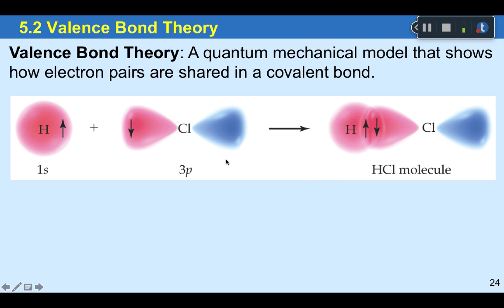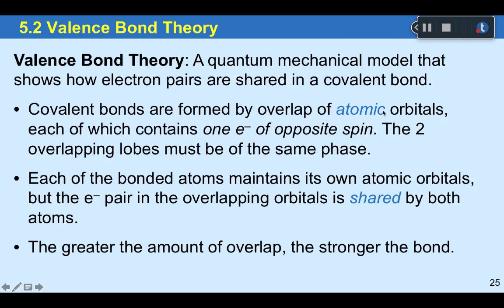Another example is with HCl. HCl has the combination of hydrogen with its 1s orbital having an electron that overlaps with one from the chlorine in the 3p orbital, that's its outer shell. And again, the two electrons are shared between the two in what we will call a sigma bond.